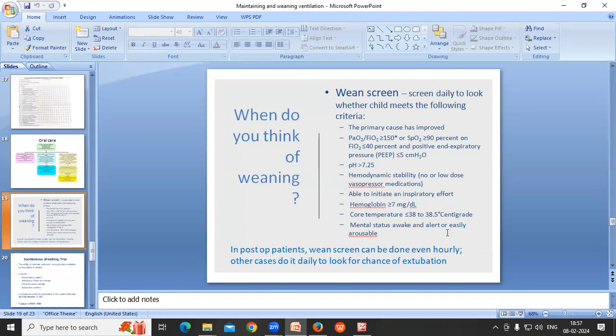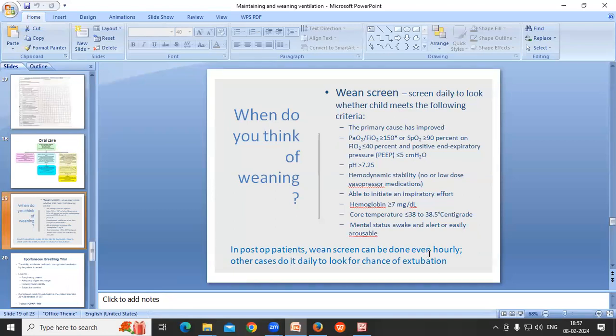You should not do wean screening if the child is not arousable. You cannot extubate a child who is not arousable. So this is the wean screen, and you should start it at the time of intubation. Your screening for weaning should start at the time of intubation.